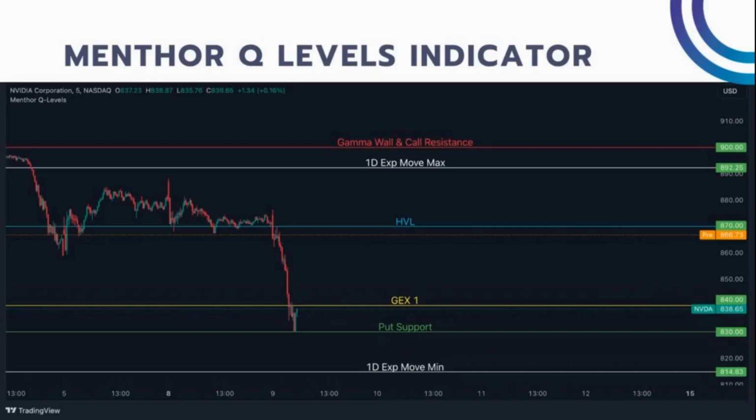Okay, this is a screenshot from the MenthorQ levels indicators. Again, if you're using TradingView or NinjaTrader, you will be able to plot these levels directly into the chart, and these levels are coming from the models that we showed you before.